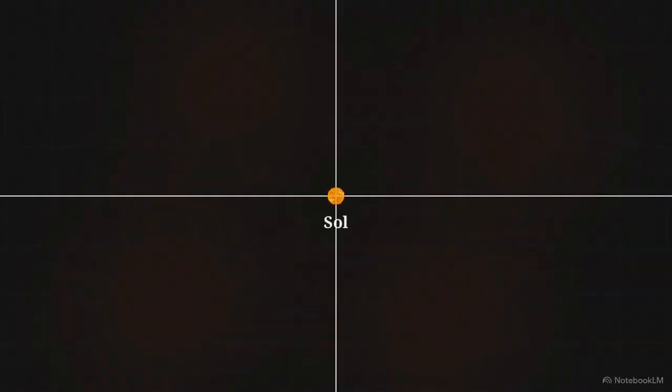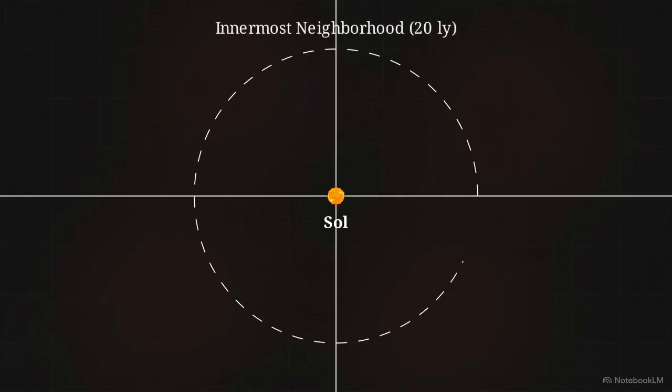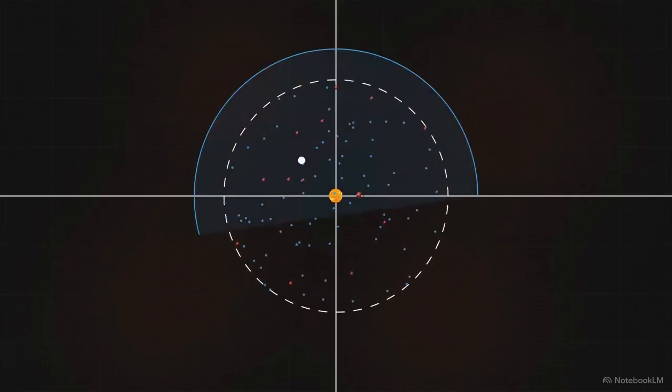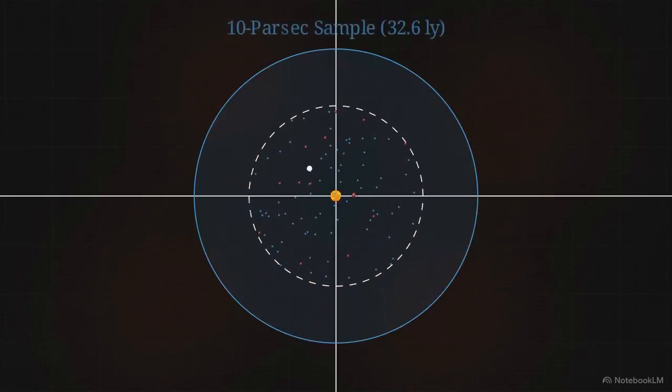Astronomers define the neighborhood by slicing the space around the Sun into nested geometric spheres, each serving a different scientific purpose. The first boundary is the innermost neighborhood, stretching out to a radius of 20 light-years. This 20 light-year volume contains roughly 130 known objects. It is small enough to discuss systems by name and includes our most famous named neighbors, like Alpha Centauri and Sirius.